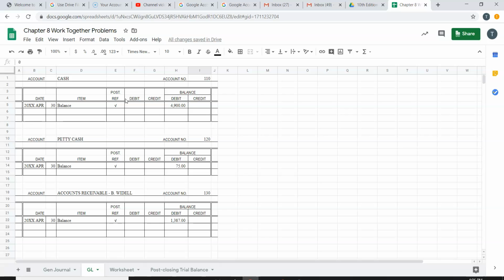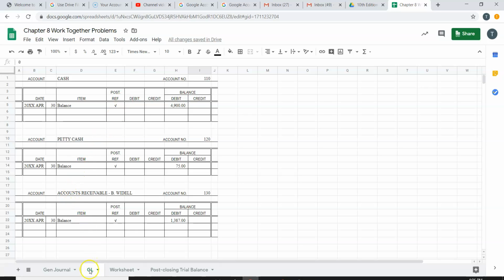Basically, we're going to prepare a post-closing trial balance for the Fix It Now on April 30th of the current year. So again, our post-closing trial balance should only include account titles that have a balance in them. So we're going to have our assets, our liabilities, and then the capital account. And you're going to get this information from your general ledger.